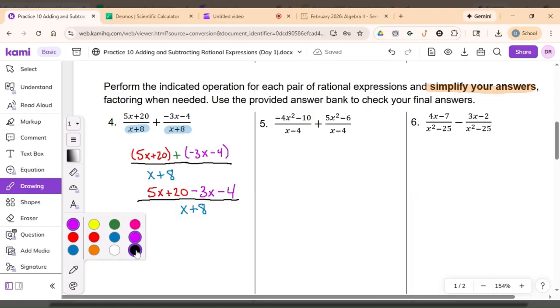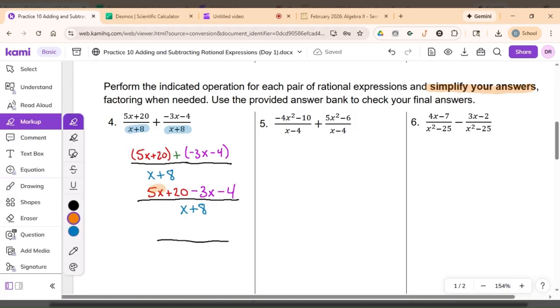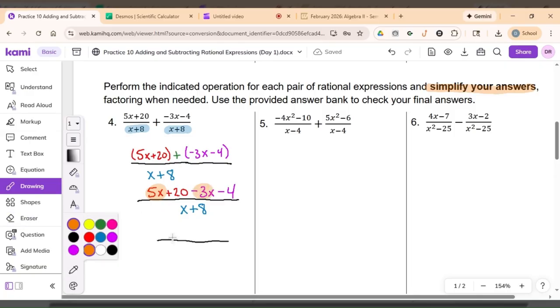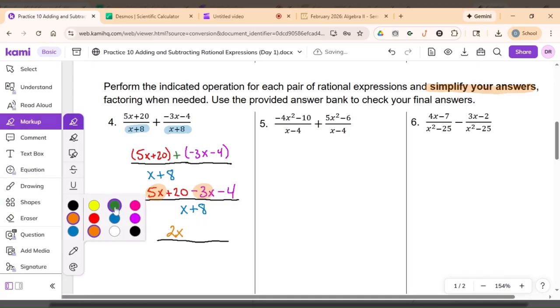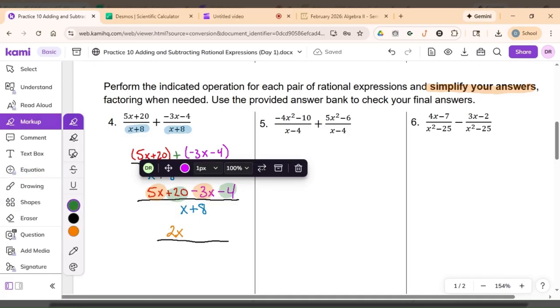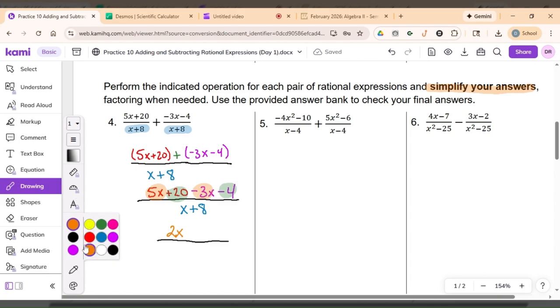All right, so last thing, can you combine like terms? So we're looking at this. We have 5x here and a negative 3x there. 5x minus 3x is 2x. And then after that, we have a couple more. We've got a 20 minus a 4, and 20 minus 4 is positive 16.